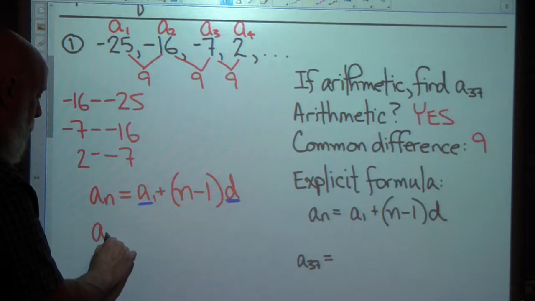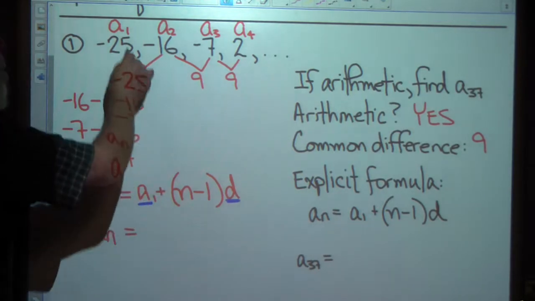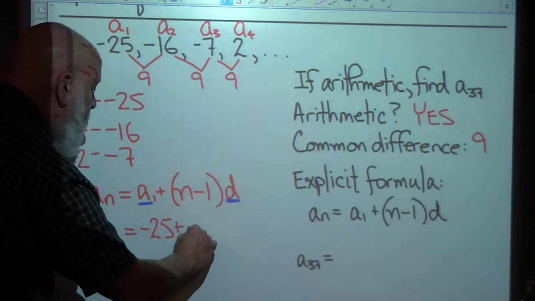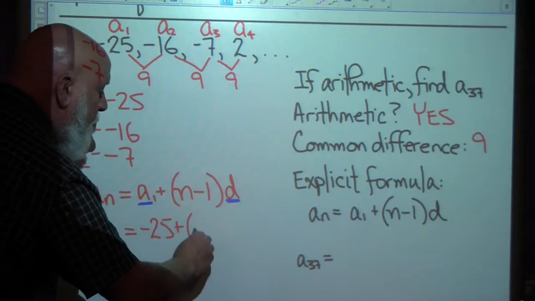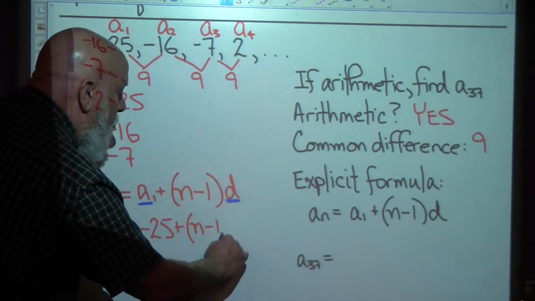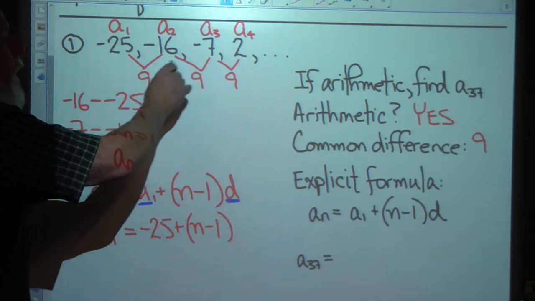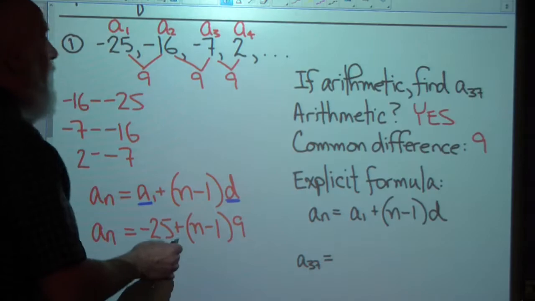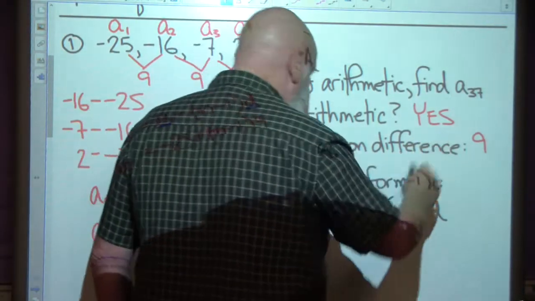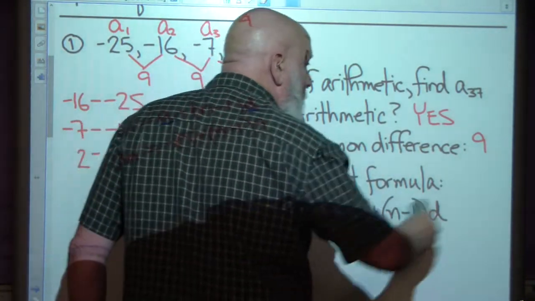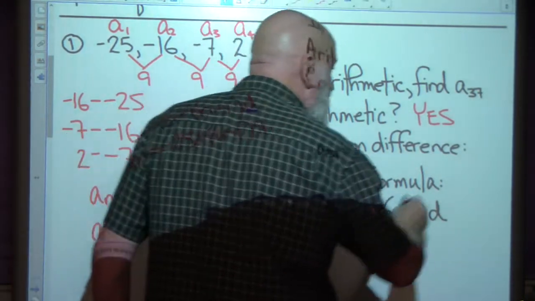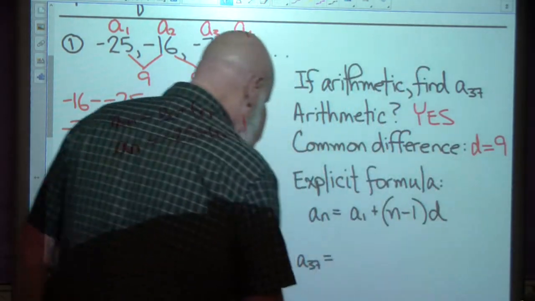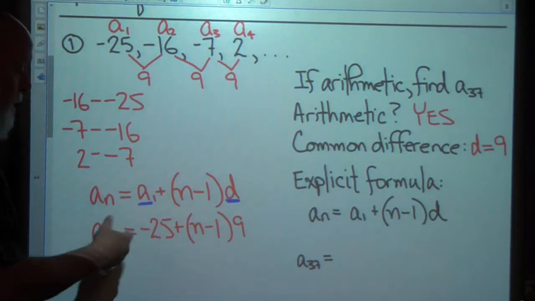A sub n is equal to a sub 1, that's the first term, negative 25, plus, we're not going to make a substitution here because we don't know how many terms there are, n minus 1 times d. Well, d is the common difference. We found that to be 9. I didn't state that, but the common difference, we call that d for difference. So I'll say that right here, d equals 9. The common difference we refer to as d, which makes sense.